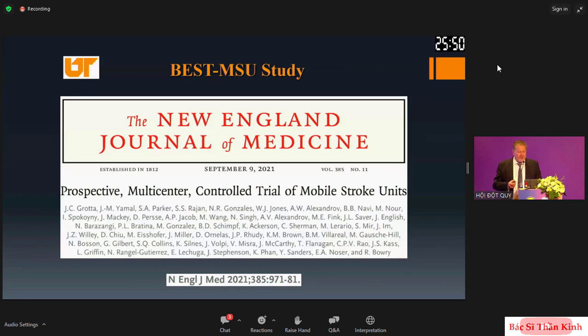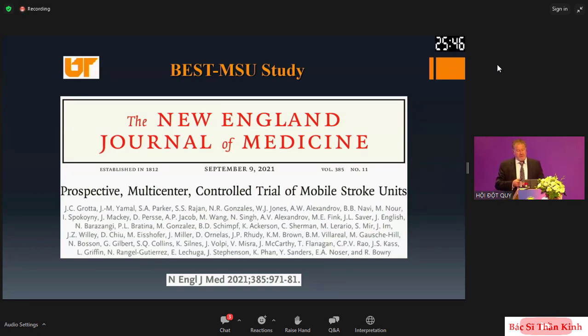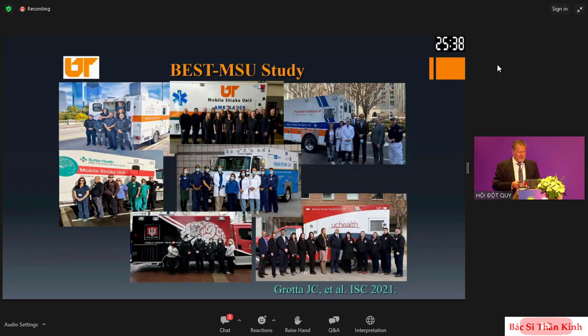All right, so, fast forwarding over 30 years, close to 50 years as a matter of fact, of the CAT scan, here is the BEST-MSU study, and this is our investigative group.